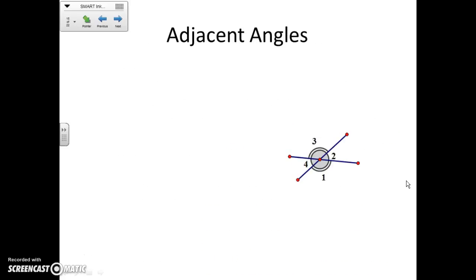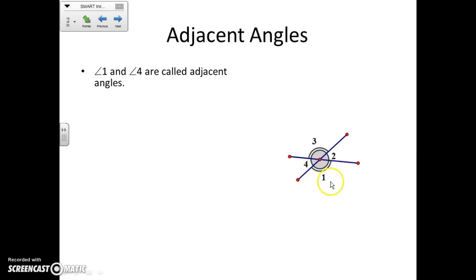All right, now we're going to switch gears a little bit and look at angle pair relationships. Our first pair of angle pair relationships would be adjacent angles. And y'all have heard the word adjacent before, and it simply means side by side. And that's exactly what adjacent angles are. They're angles that are side by side.